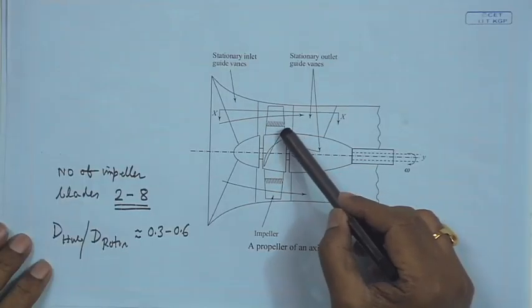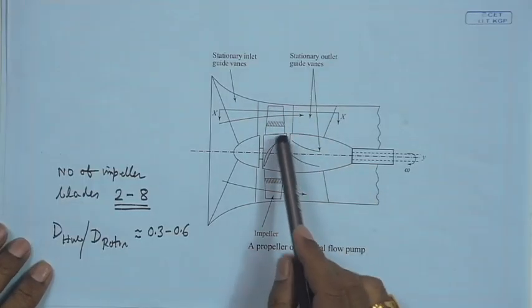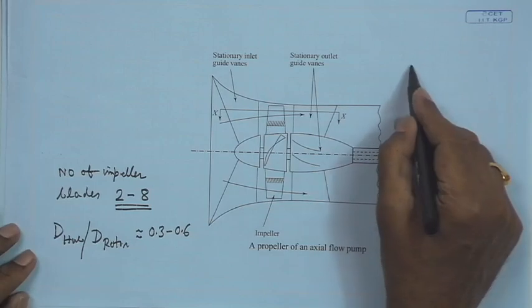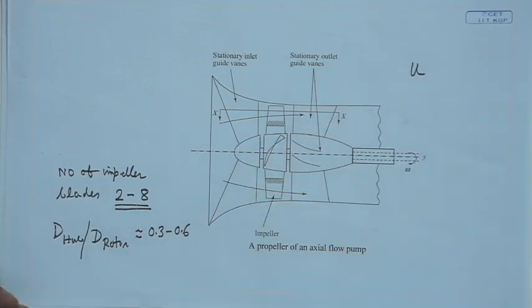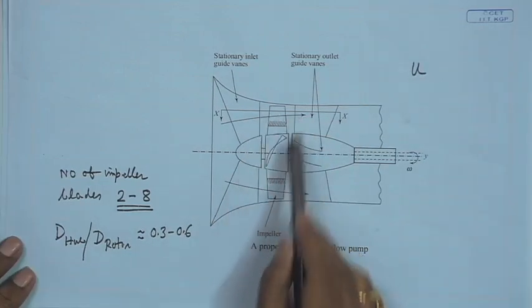So, at all radial locations the inlet is there, and at all radial locations the outlet is there. The radial location at inlet and outlet does not change, that means there is no change in the U component of velocities at inlet and outlet. So, here the blade velocity U is usually defined in this type of axial flow machine at a mean radius.